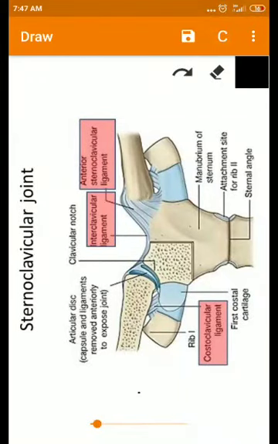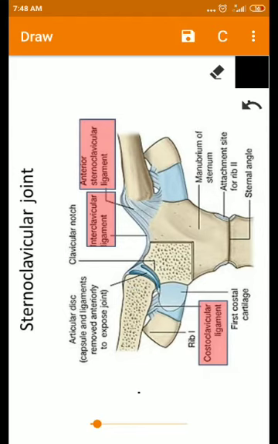Okay, in this video we'll see the ligaments of the sternoclavicular joint. There are four important ligaments. One is the joint capsule. The next one is the anterior sternoclavicular ligament, and the same type of ligament which is present on the posterior aspect is called the posterior sternoclavicular ligament. The next one is the interclavicular ligament, and another important ligament is the costoclavicular ligament. Now we will see all these ligaments in detail.